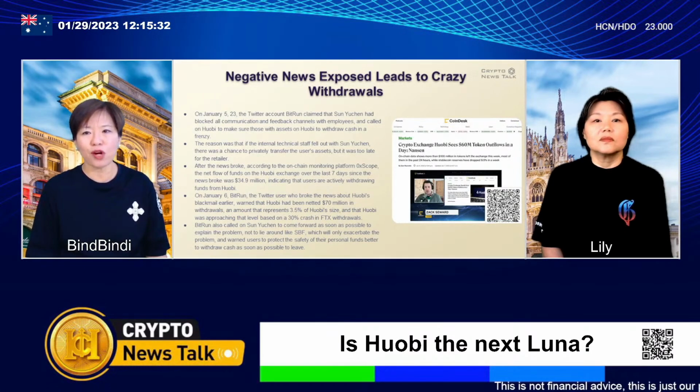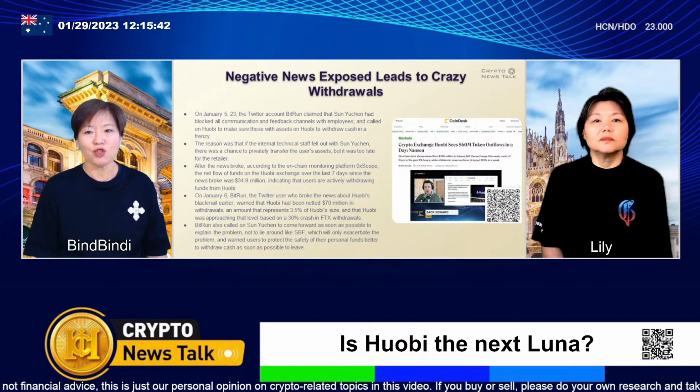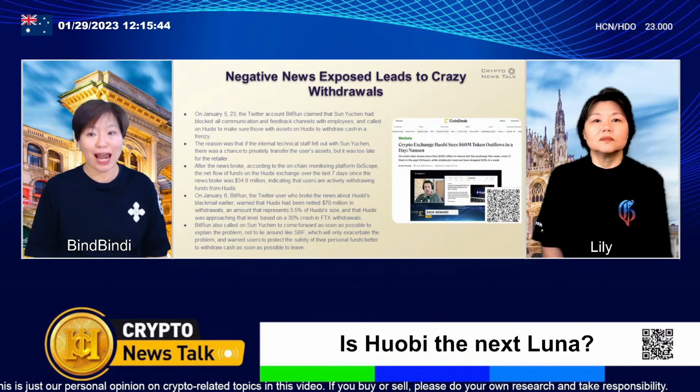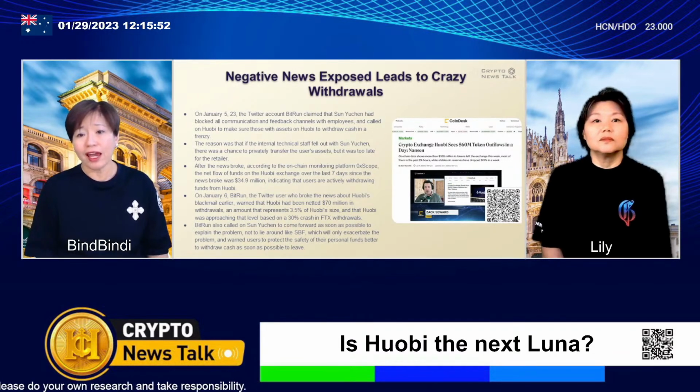And when the news broke out, the net flow of funds on the Huobi exchange over 7 days was $34.9 million, indicating that users are actively withdrawing funds from Huobi. Then, of course, there are also other figures being thrown around: $70 million in withdrawals, and a 30% crash in FTX withdrawals.